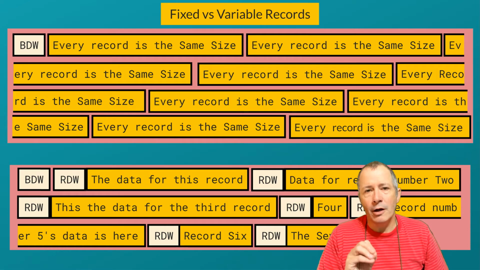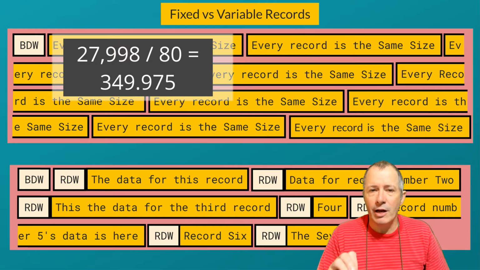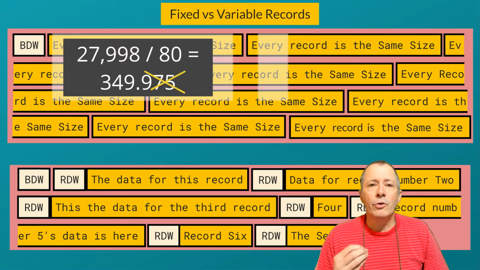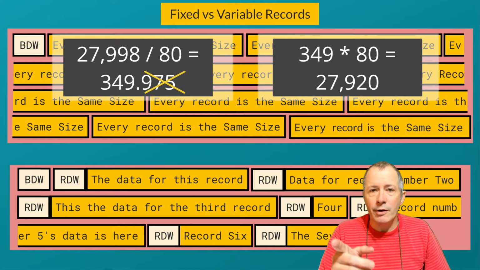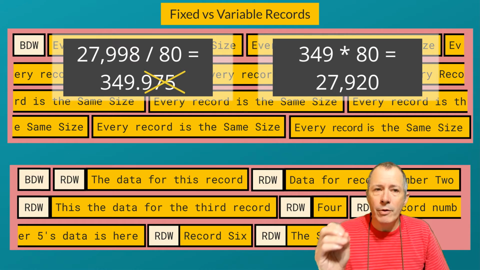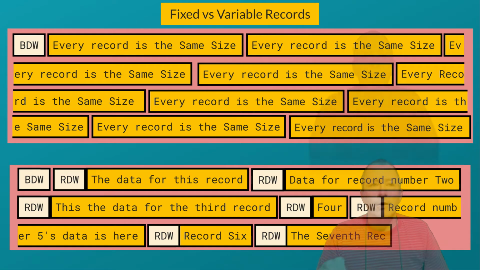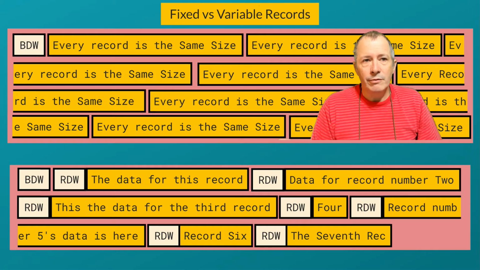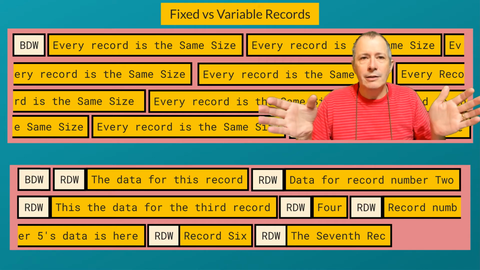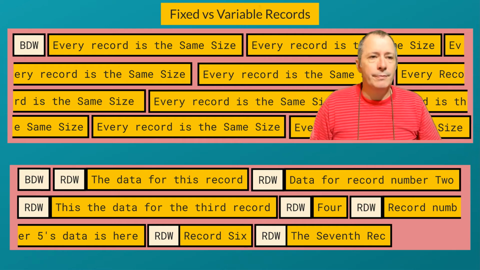The ideal block size for a 3390 DASD device is 27,998. So the goal is to get as close to that as possible without going over. Therefore, the ideal block size for an 80-byte record is 27,920 bytes. For the variable block, the ideal block size is 27,998.